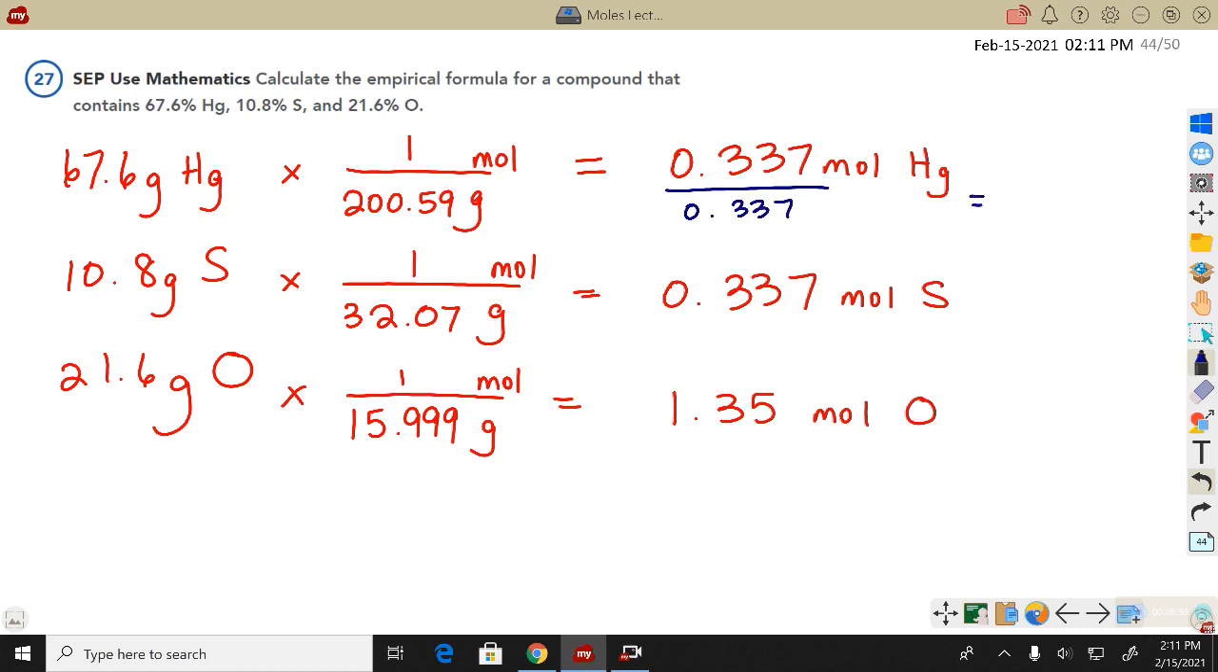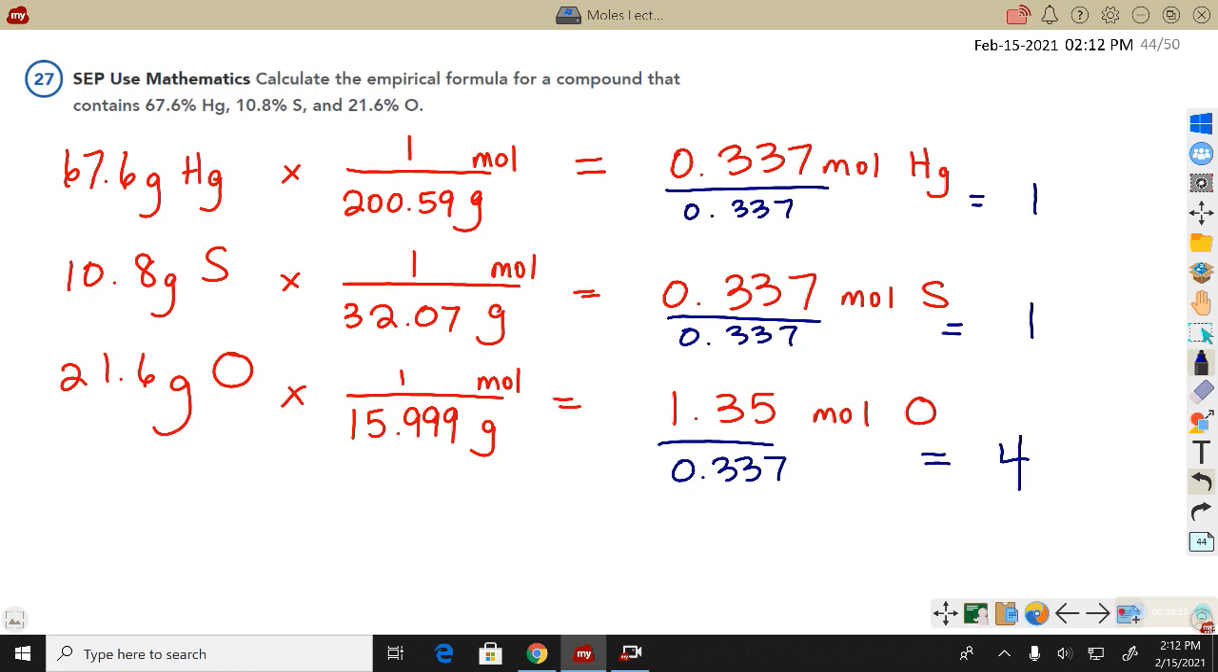0.337, because I know this is going to be a 1. Divide by 0.337. It's got to be a 1. And then I'm going to do the same thing here. Divide by 1.35. I have, whoopsies, divide by the same, the smallest. My bad. 0.337. I have no clue what this is going to be, but if we plug it in, I'm just hoping that it's a whole number. Yes, 4.0059. That's close enough to a 4.